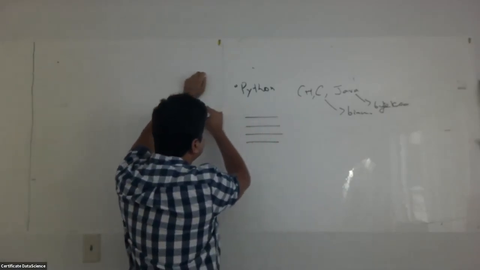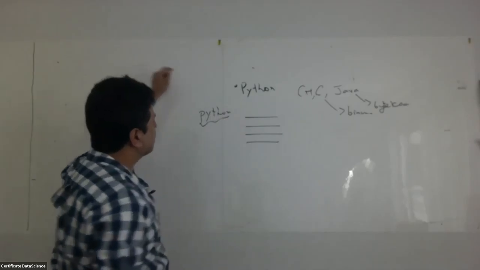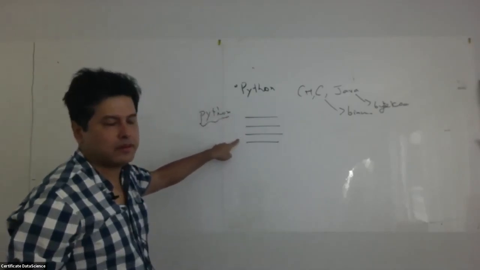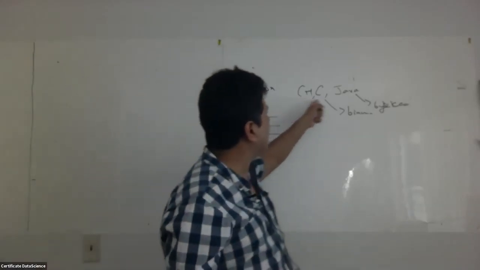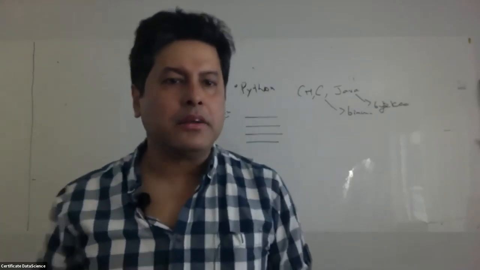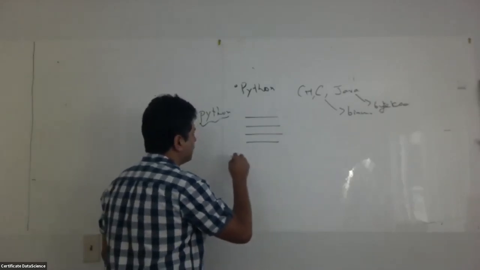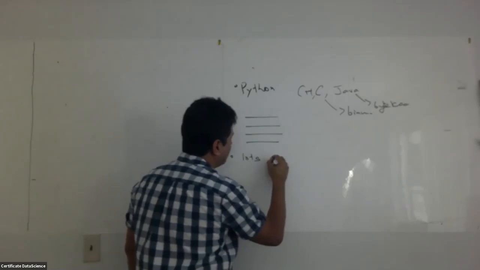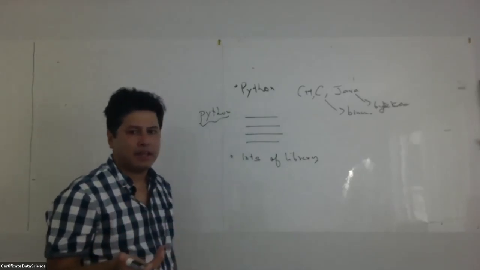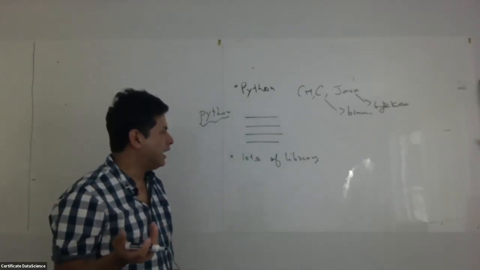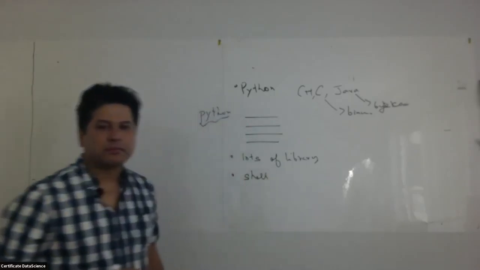You need the Python interpreter, which you call by typing python. It will execute one line at a time. Naturally, relative to C++ or Java, it's slower, but Python is very handy. First of all, a lot of work has been done in Python, so there are lots of different kinds of libraries. You don't have to compile it, which is easy. And Python also has a nice shell, which I will demonstrate.